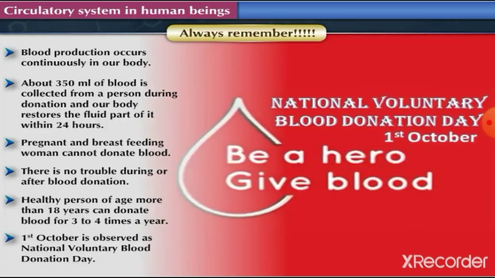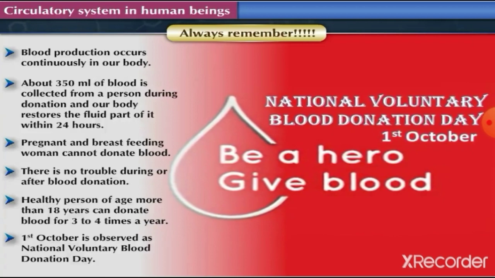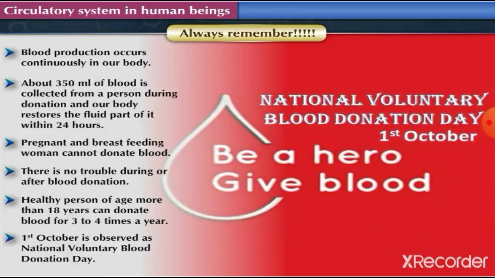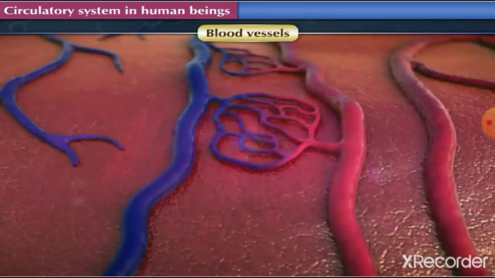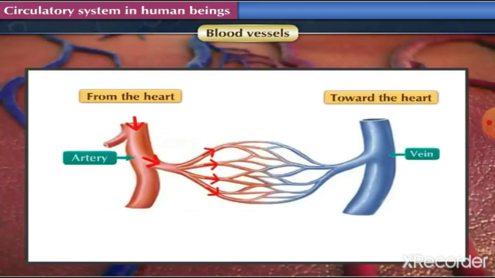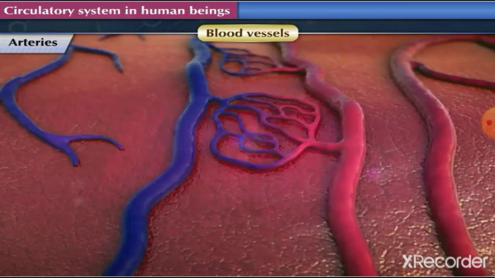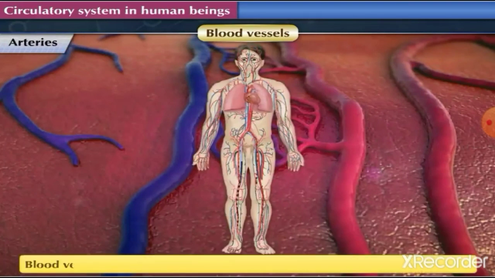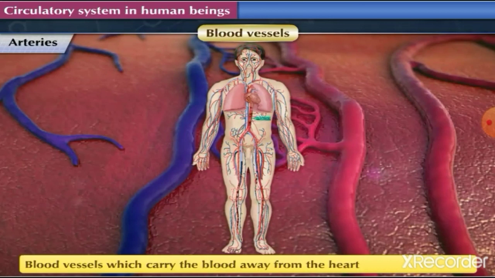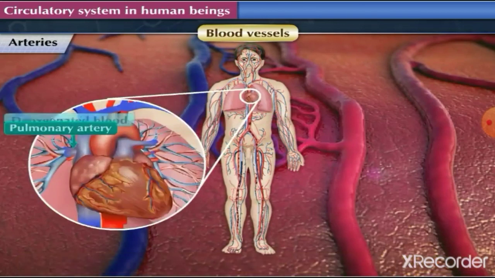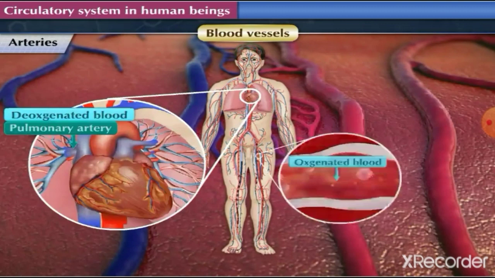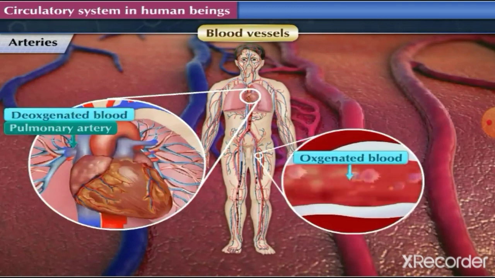Come, let us now move on to study the next component of the circulatory system, that is, blood vessels. Blood vessels. Arteries, veins, and capillaries are blood vessels which continuously circulate blood throughout the body. Let us study about this transport network one by one. Arteries. Blood vessels which carry the blood away from the heart are called arteries. Except the one carrying blood towards the lungs, all arteries carry oxygenated blood.